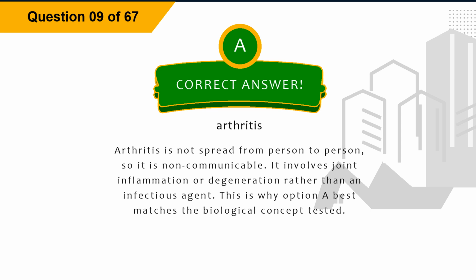Explanation. Arthritis is not spread from person to person, so it is non-communicable. It involves joint inflammation or degeneration rather than an infectious agent. This is why option A best matches the biological concept tested.